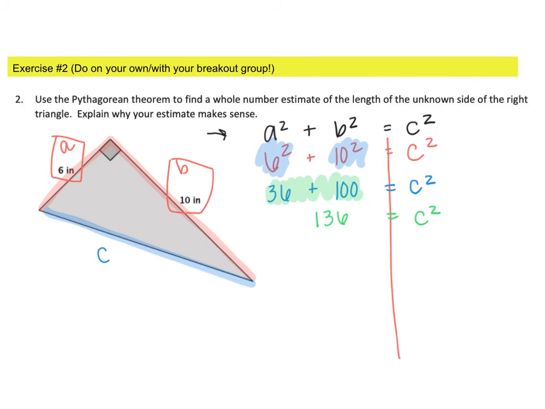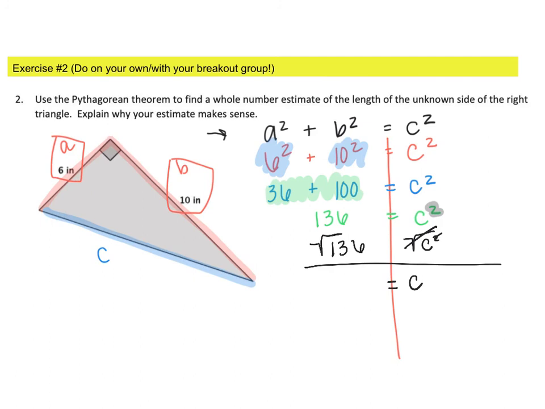All right, now I'm trying to get c by itself. Right now it's being squared, so I have to undo this squared. What I'm going to do is take the square root. So the square root of c squared and the square root of 136. Over here, the square root of c squared cancels, and I'm left with c equals, and I'm going to think about the square root of 136.